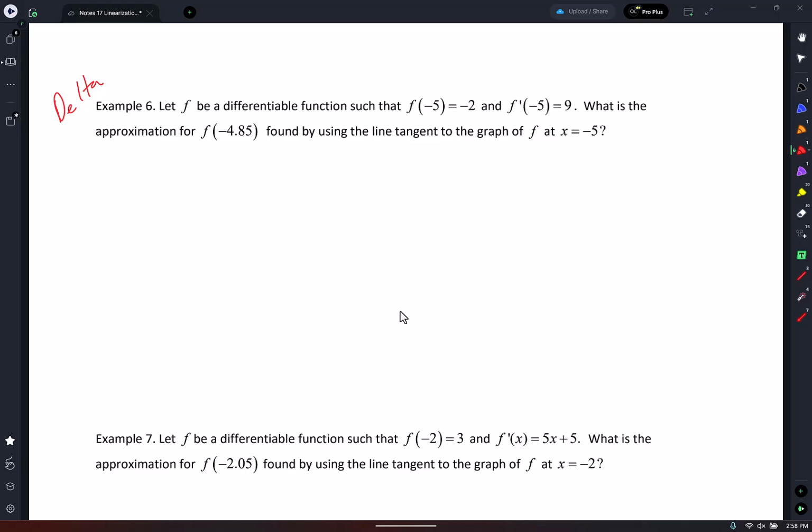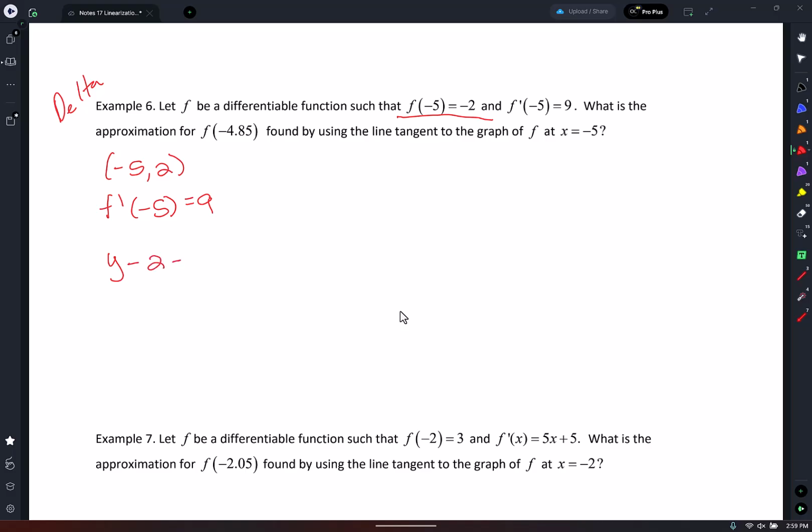Okay, so first you're going to see that your point is right here. Your point is negative 5 and 2. And then f prime of negative 5 is equal to 9. So you already have your slope and you have a point, so you can already do your tangent line equation. So you have y minus 2.